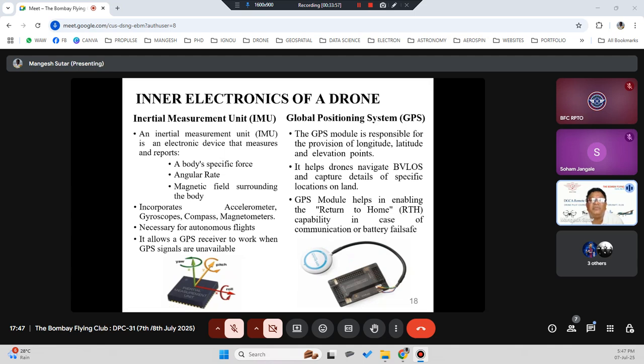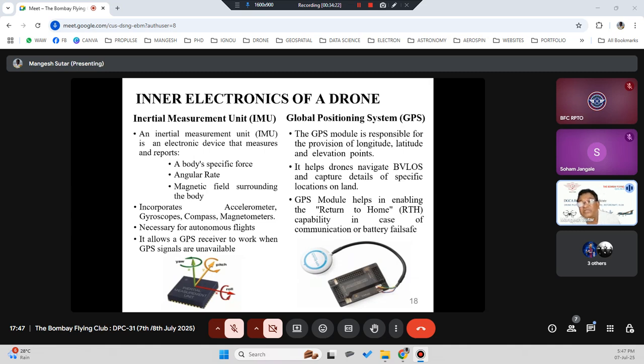Okay, inertial measurement unit. This is basically a device which monitors a body's specific force and angular rate. Also it has a magnetometer which measures how much magnetic radiation is affecting the drone. Then it has accelerometer, gyroscope, compass. All these components are available in the IMU. So IMU is very important.